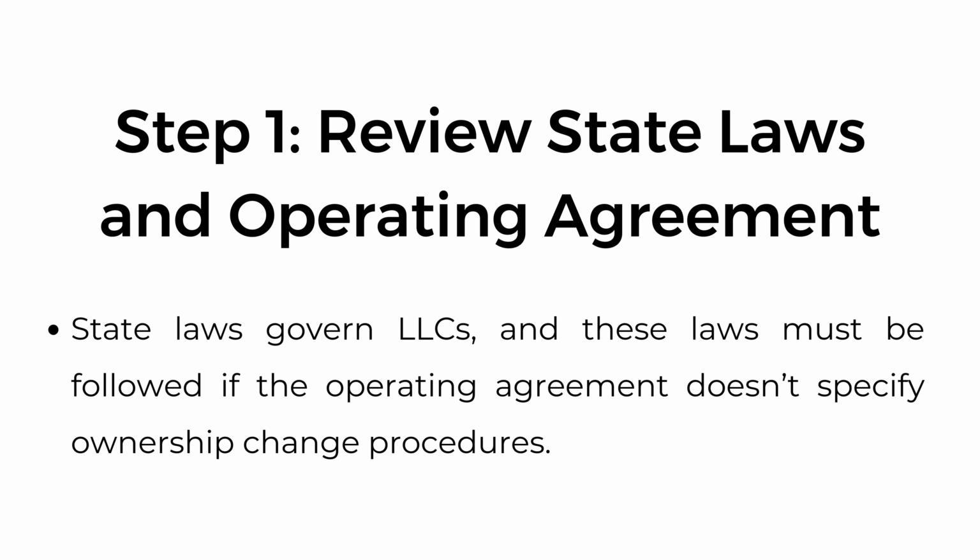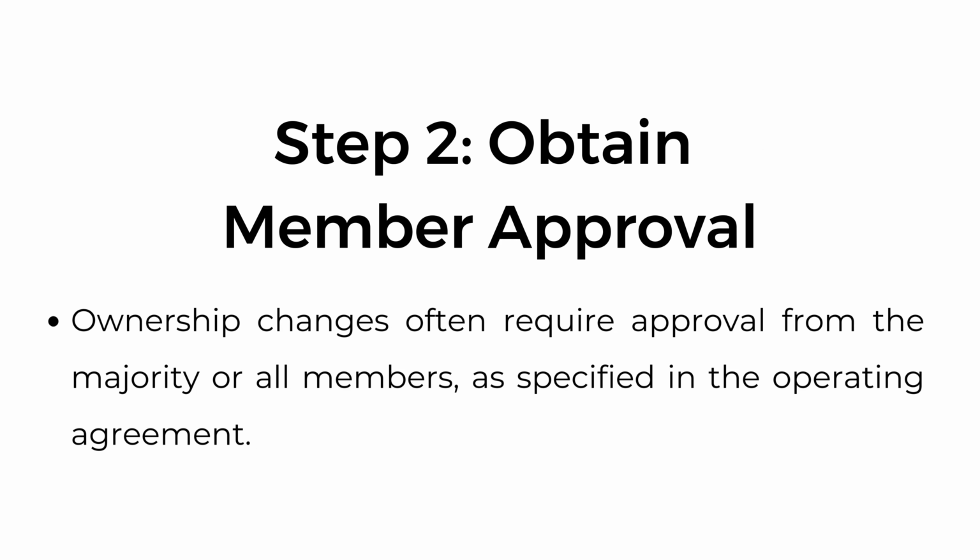3. Steps to change ownership. Step 1. Review state laws and operating agreements. State laws govern LLCs, and these laws must be followed if the operating agreement doesn't specify ownership change procedures. Step 2. Obtain member approval. Ownership changes often require approval from the majority or all members, as specified in the operating agreement.